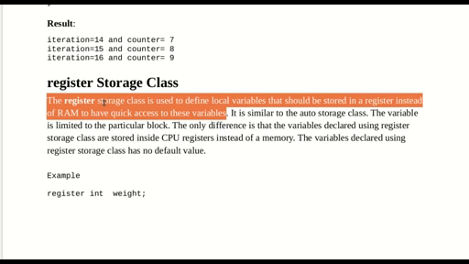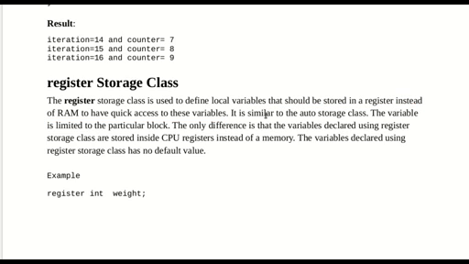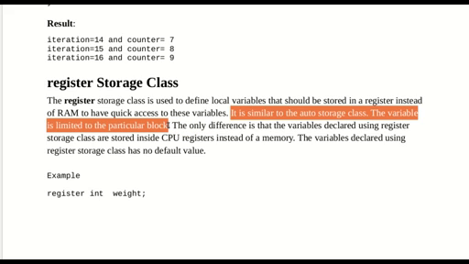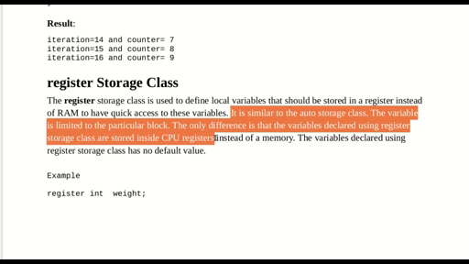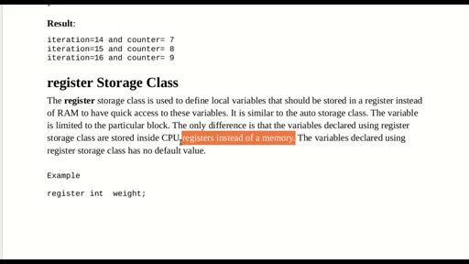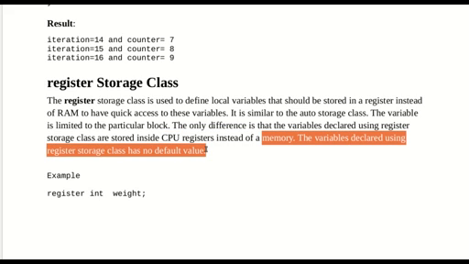And it is similar to auto storage class in the sense it has local visibility. The variable is limited to the particular block, local visibility. But the only difference is that the variables declared using register storage class are stored inside CPU registers, as I said, instead of a memory location in RAM. So the variables declared using register storage class have no default value. No default value will be provided by the computer. So that means it is not initialized automatically.